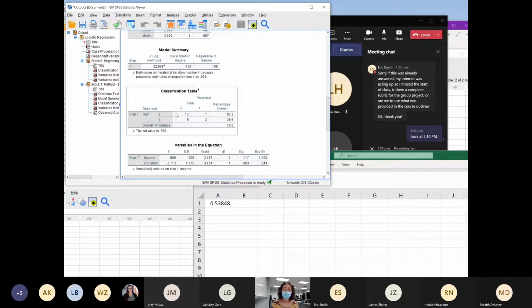And here we have the classification table. Okay. See, this is the predicted. We predict 12 people do not own. We predict... so this is similar to the classification table we did for discriminant analysis.